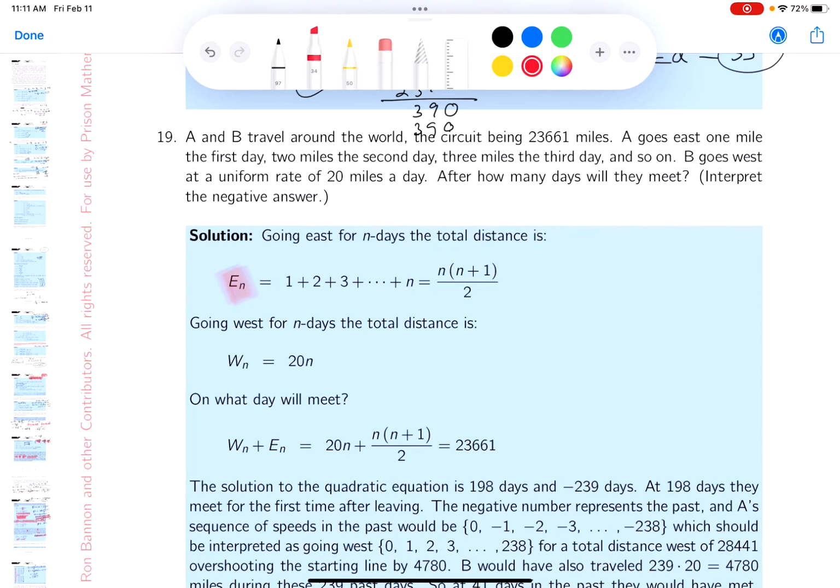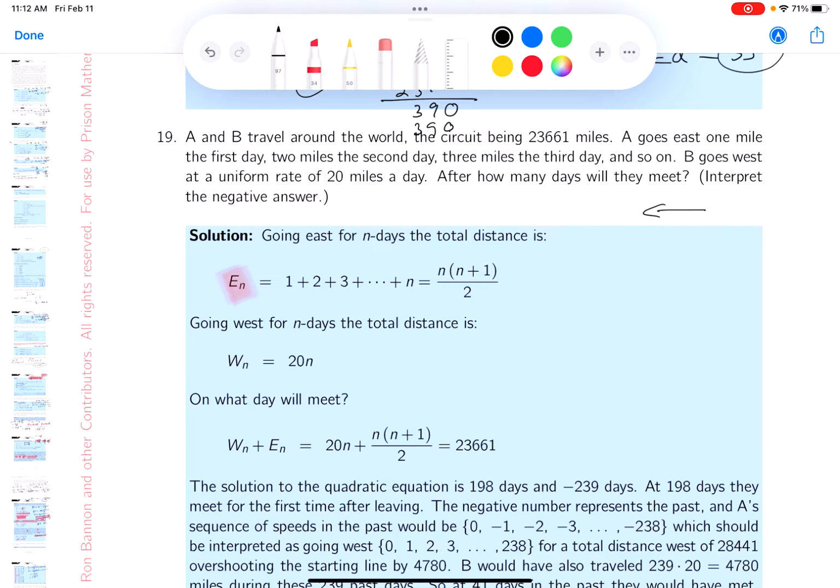All right, so A goes 1 mile the first day, 2 miles the second day, 3 miles the third day, and then it goes on to say B goes west at a uniform rate of 20 miles a day. All right, 20 miles a day. So then the question is what's the western motion? And western, he's going like this. All right, so I understand that. One guy's going east, one guy's going west.